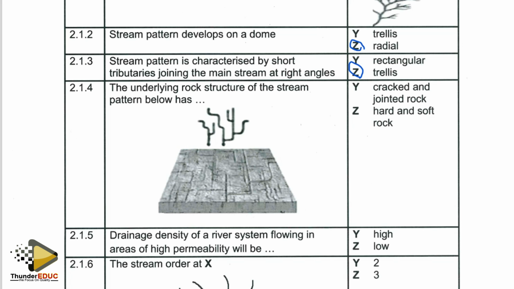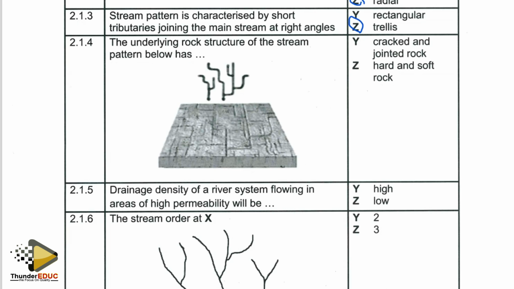Right, we move on to the next question. 214. The underlying rock structure of the stream pattern below has, what causes this? This type of pattern is typically a rectangular drainage pattern. What kind of rocks contribute towards the development of a rectangular pattern?